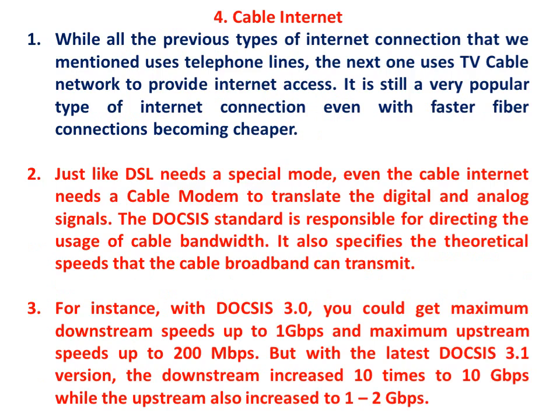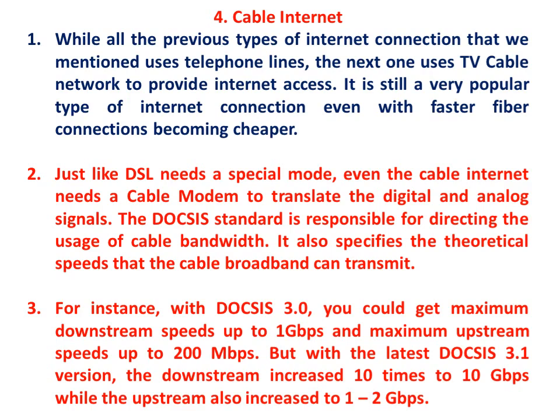This is the final topic in this session, that is cable internet. The previous types of internet connection mentioned use the telephone line. This type of internet connection, as the name itself suggests, makes use of the TV cable network. Just like DSL, it needs a special modem. Even cable internet needs a cable modem to translate the digital and analog signal.